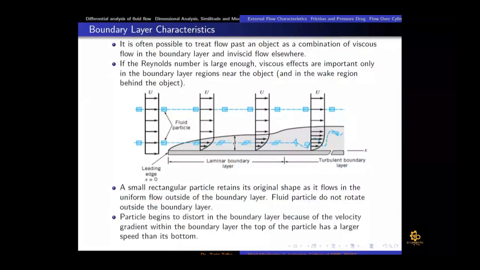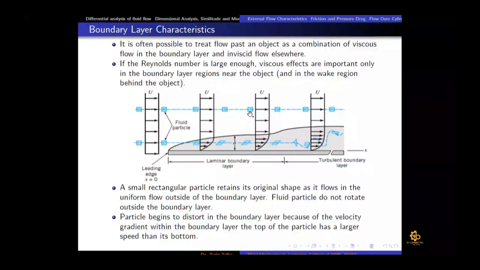Particles begin to deform or distort in the boundary layer because of the velocity gradient within the boundary layer, and that velocity gradient is shown here. If this is the point where we are measuring the velocity, at the wall the velocity would be 0 and it would increase rapidly. Up to that point the velocity would be less than 99% of the free stream velocity, but after that you can see a uniform value of velocity everywhere in this region. That's why there is no velocity gradient on the fluid element outside the boundary layer.